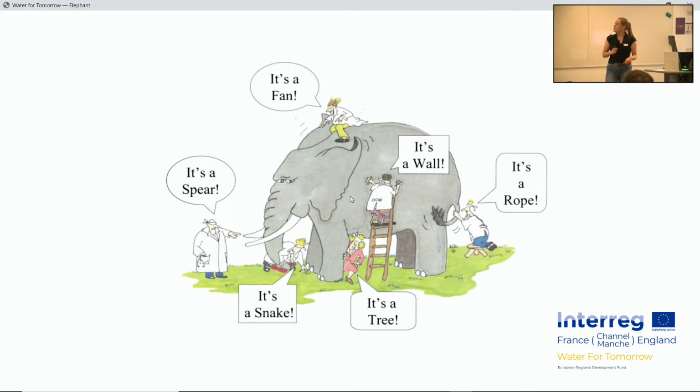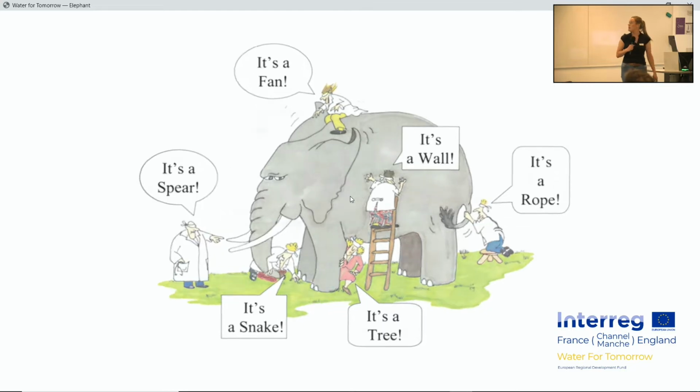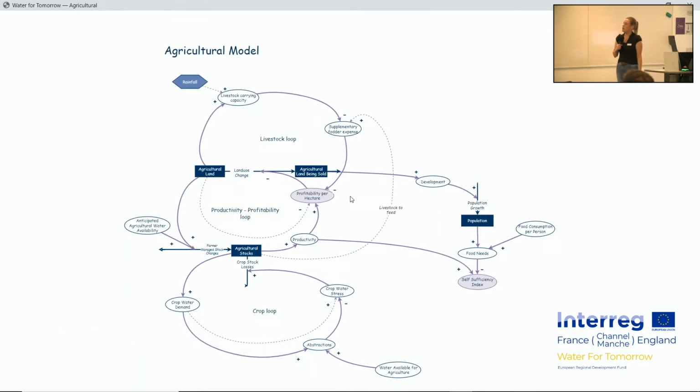So Water for Tomorrow is a project, it's all about finding local solutions to the problem of water scarcity. And we're using 3 catchments in East Anglia as case studies. So what we've done on the project is we've worked with a number of different sectors who are present in those 3 catchments, and we've helped them to map out the challenge of water scarcity from their perspective. Okay, so here you can see an example of a model that we put together with the agricultural sector.